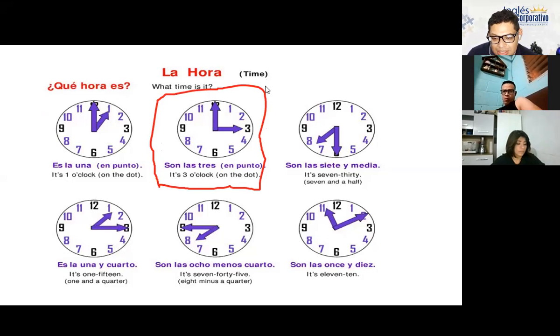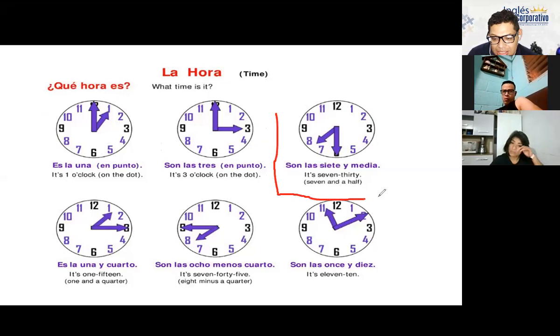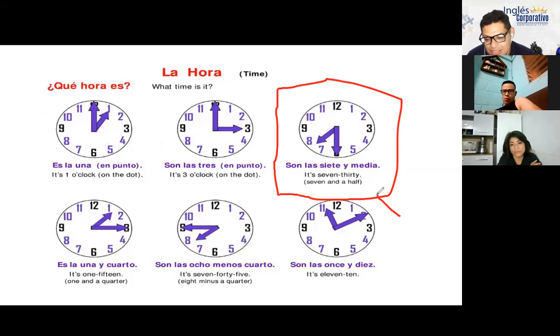Next. Son las 7:30. Aquí vamos a ver otra forma también de decir las y 30. Yo digo que son las 7:30 y digo it's 7:30. Porque dijimos que 30 era 30. It's 7:30. Es la forma normal. Pero puedo decir yo también 7 and a half. Vemos la palabra half. ¿Qué significa half? Aquí está, miren. ¿Ven la palabra mitad? Half significa mitad.